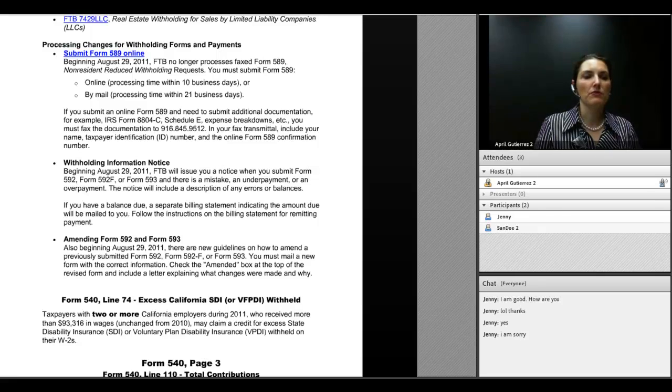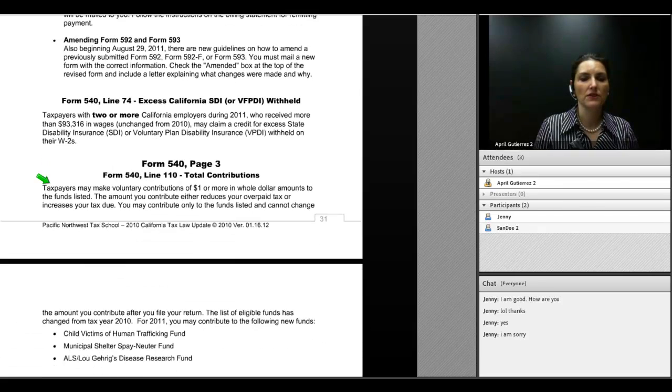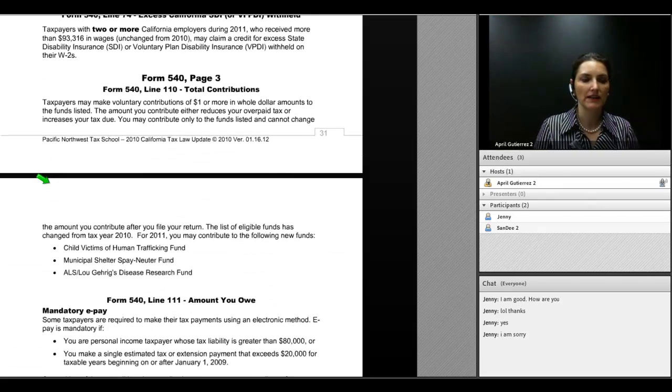And there is a new rule that the non-resident report is no longer accepted via fax, that it either has to be mailed in or filed online. And the processing time, if you file it online, is 10 business days, and if you send it in the mail, it's up to 21 business days. Withholding information notice. Beginning August 29, 2011, FTB will issue you a notice when you submit Form 592 or 592F or Form 593, and there is a mistake, an underpayment or an overpayment, and the notice will include a description of any errors or balances.